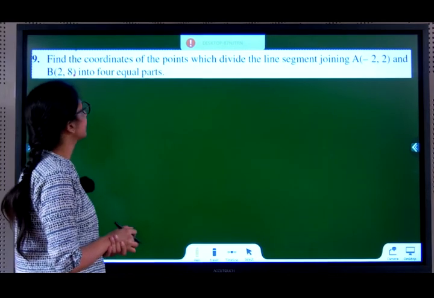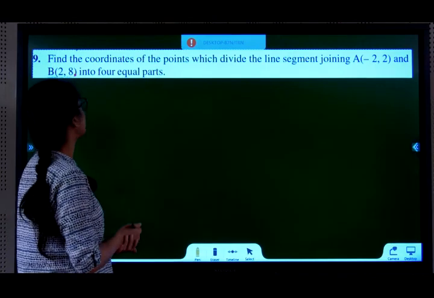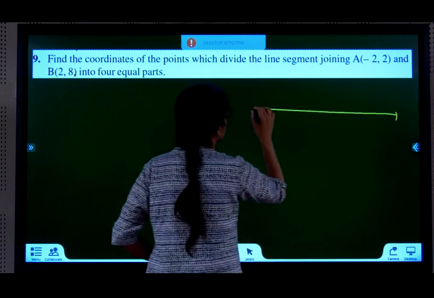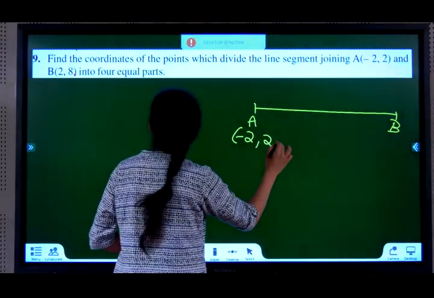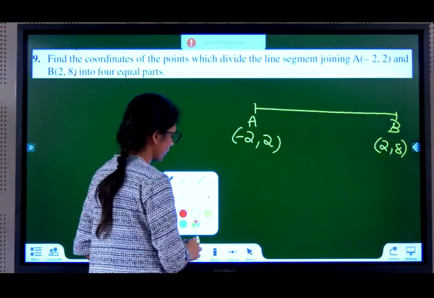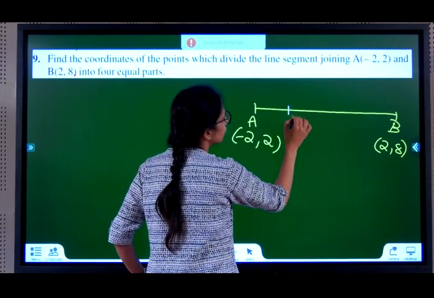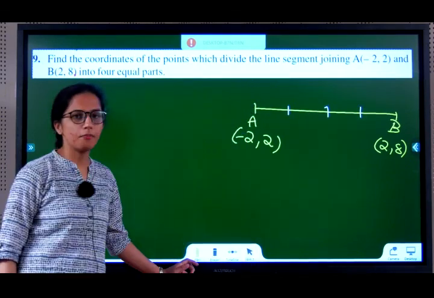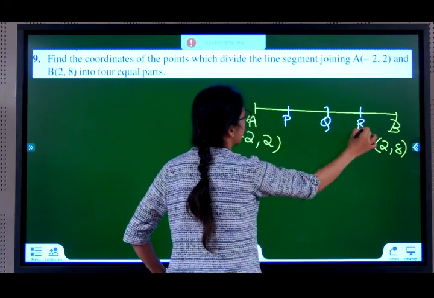Question 9. Find the coordinates of the points which divide the line segment joining A and B into 4 equal parts. So, we have a line segment joining A and B. A is minus 2 comma 2 and B is 2 comma 8. You have to find the coordinates of points dividing this line segment into 4 equal parts. If I want to divide into 4 equal parts, 1, 2, 3, 4. Agreed? So, I need 3 points. Let's call these points P, Q and R.